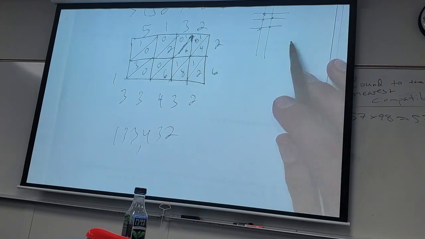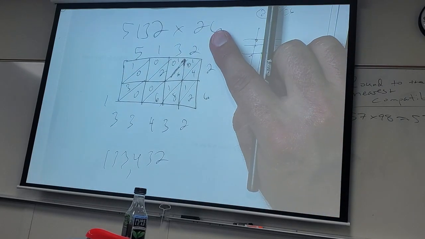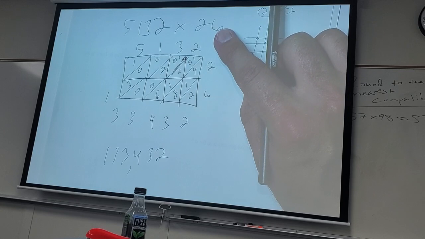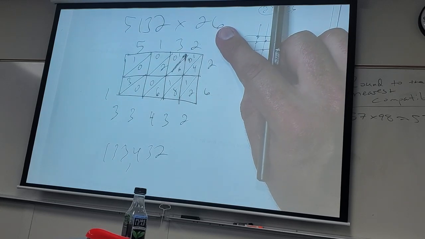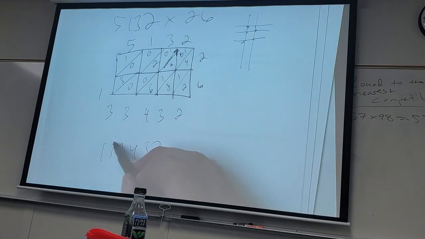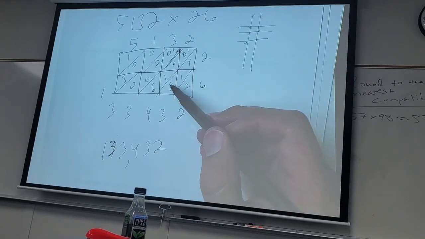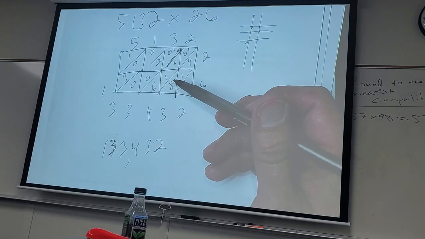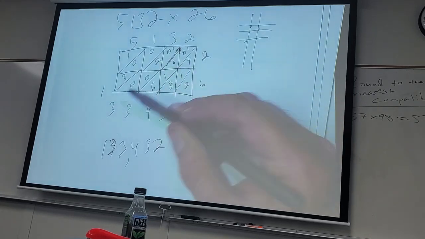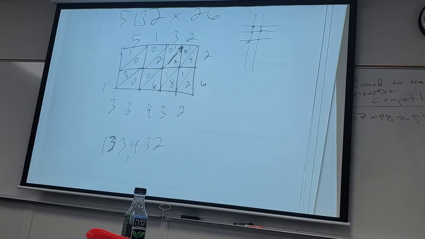Can somebody verify that for me? What is 5132 times 26? That number? Sweet. And again, this is not necessarily better than our method. It's got this internal carrying that you have to do, but it's still nice to know it exists.